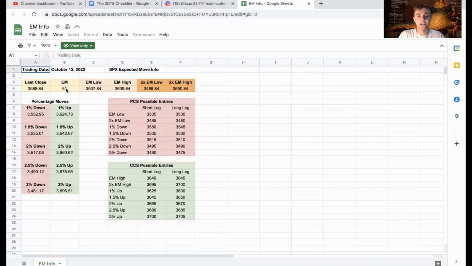Take the 51 because it's plus or minus. That will show you the expected move low for tomorrow. This is the high, and this would be 2 times the low, 2 times the high. So if you do see a move like, boom, we hit the EM low right off the morning, we're down to 35.37. You could then look at possibly making your short leg 2 times away from the expected move low.